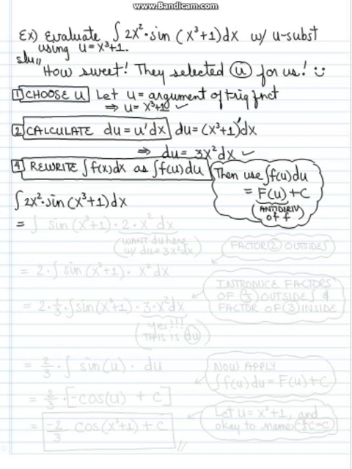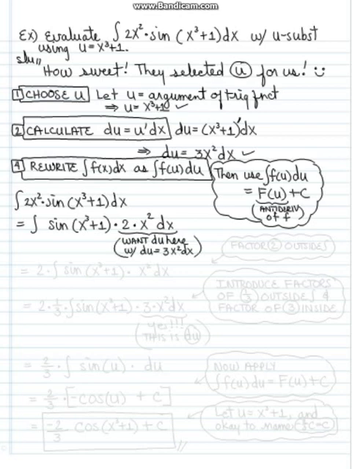Okay, the original question was the integral of 2x squared times sine of x cubed plus 1 dx. I'm going to rearrange things to get it in the proper form of integral f of u du. That's the integral of sine of x cubed plus 1 times 2 times x squared times dx. See, the stuff at the end is a little problematic. We want du to be at the end, but du is equal to 3x squared dx.